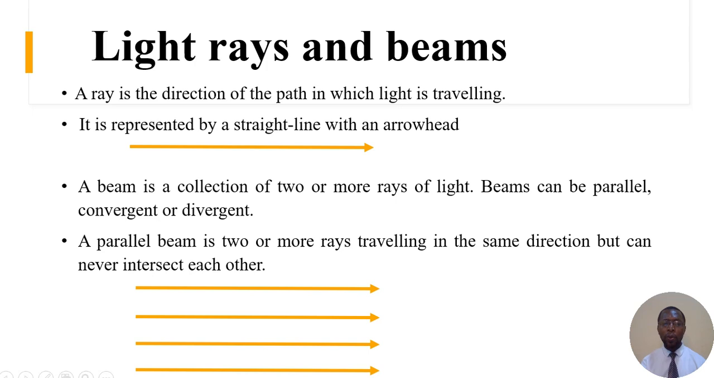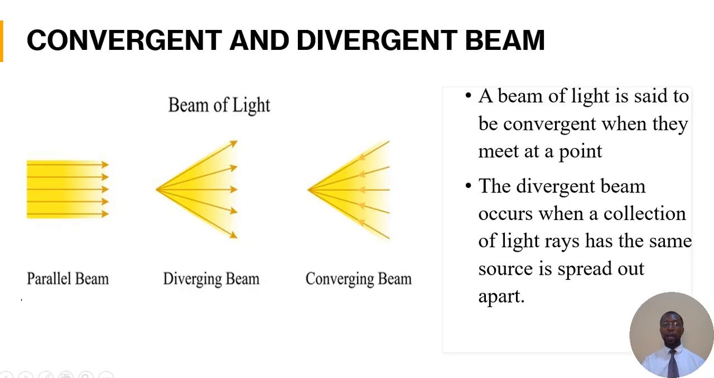On the other hand, we have what we call a beam, a collection of two or more rays. When you have two or more rays collected together, they are called a beam of light. So a collection of two or more rays of light makes a beam of light. We need to know this so that we can get it clear when we are applying them. So that's the difference between rays and beam. Now we have what we call the convergent and the divergent beam. We now know that a beam is the collection of two or more rays.